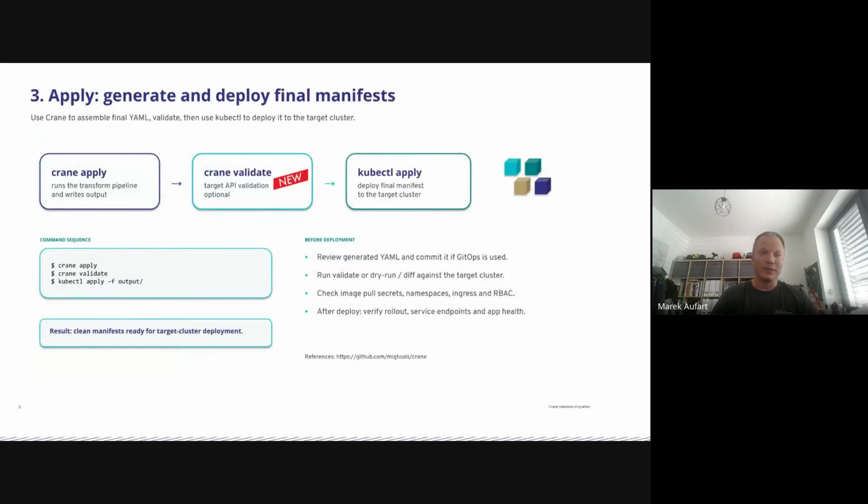Then we have exported data and we have transformation, so we can run apply, which generates the final manifest, which can be deployed to the target cluster. For this purpose, there is a crane apply command, which performs it. On the final data, there is another new command, which we are working on, called crane validate. It supports API validation against a target cluster or an API definition file, which is suitable for offline validation. And in the end, this data can be deployed to the target cluster with kubectl apply.